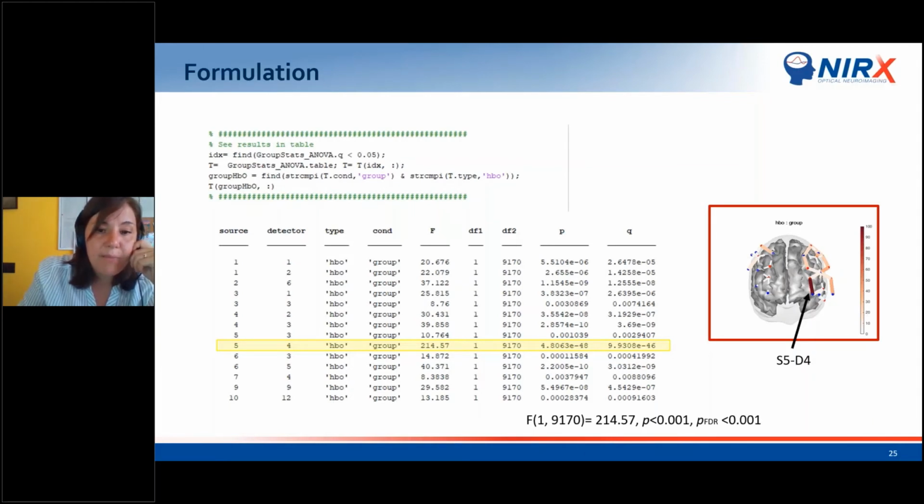So, for example, let's focus on this very strong effect here. As I said, it's source 5, detector 4. So I see that it has an F value of 214, a super small p-value, and also a super small corrected value. So this is how I would report it: F for this source-detector pair is 214, and the p-value is lower than 0.001.